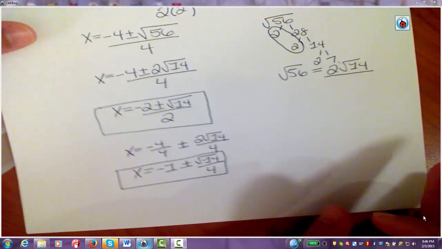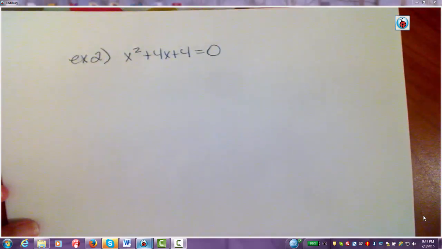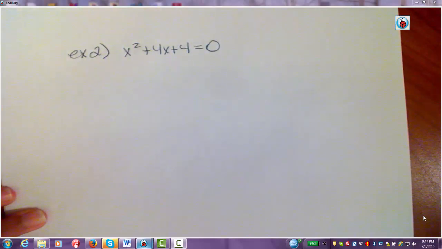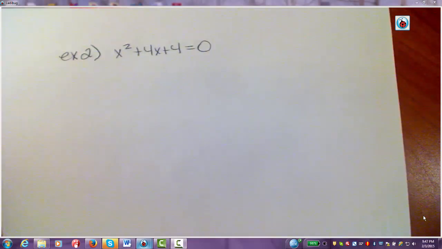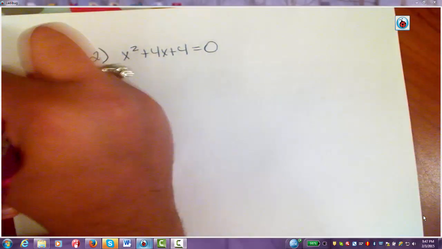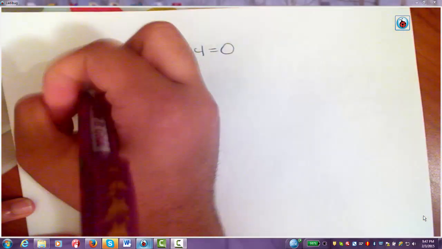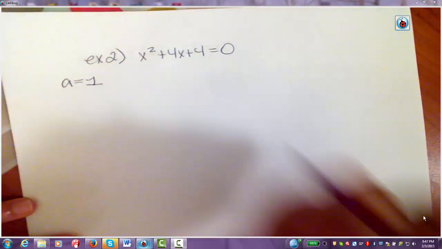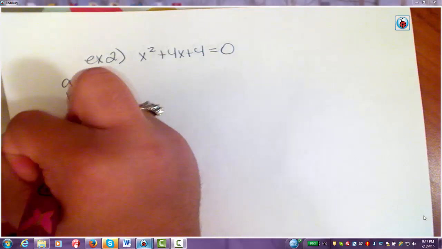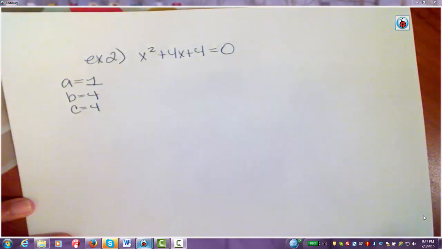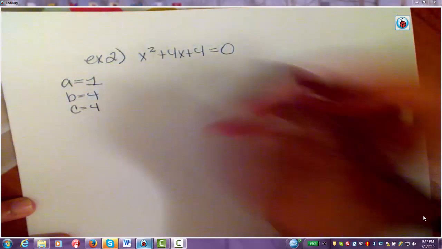Alright, so now we are going to take a look at example number 2. Let's start by writing down our A, B, and C values. So A is 1, B is 4, and C is 4. So now let's find the discriminant.